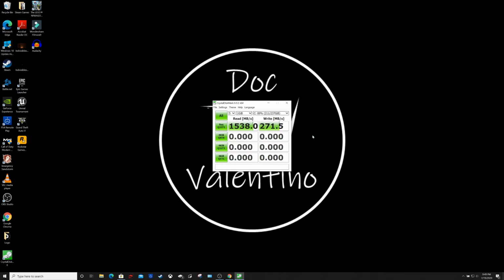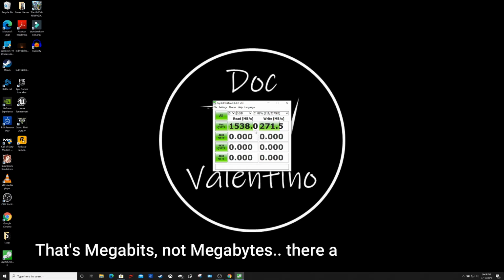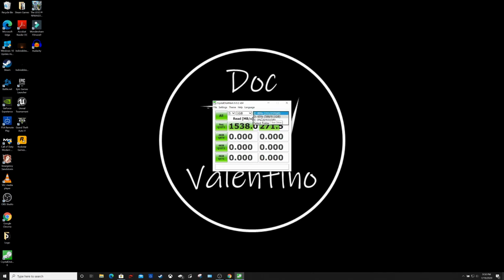Okay, so it seems that the read speed is quite fast on that solid state drive, over 1500 megabytes per second. So not too bad at all. We're going to go ahead and go to the 7200 RPM disk here, and we'll run the same test.